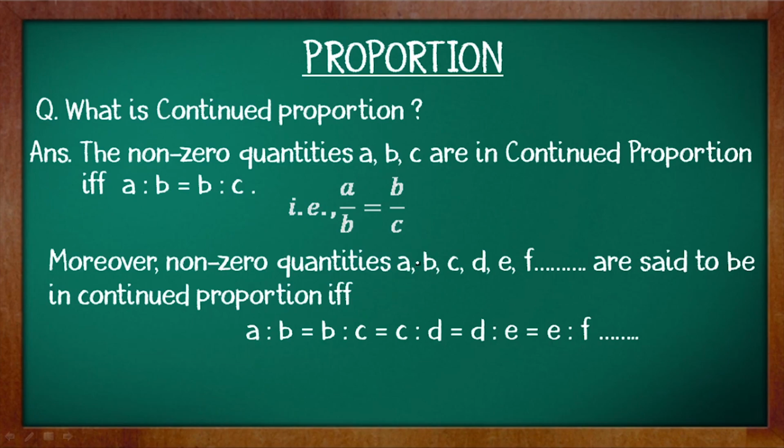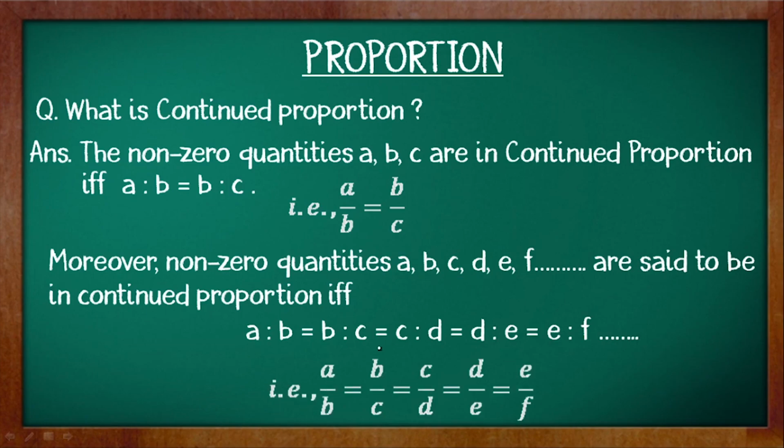It was directly like a is to b is equal to c is to d is equal to e is to f and so on. If it is just a proportion, we just write a is to b is equal to c is to d is equal to e is to f. But in continued proportion, we repeat the terms. a is to b, and again b is repeated, b is to c, again c is repeated, and so on. So that is the basic difference between proportion and continued proportion.